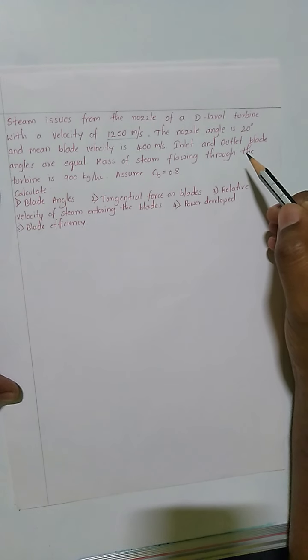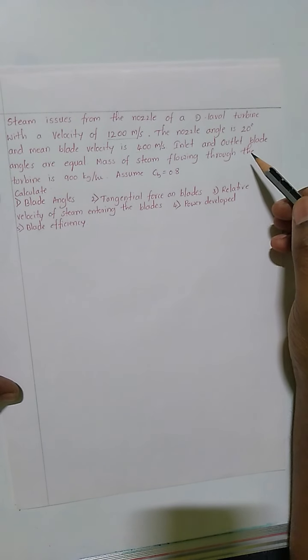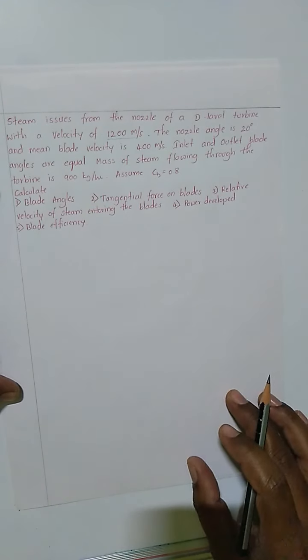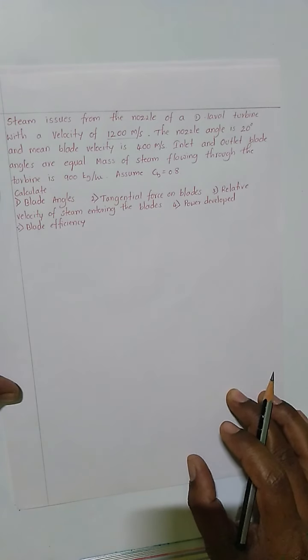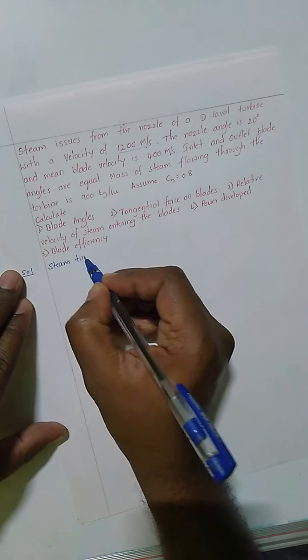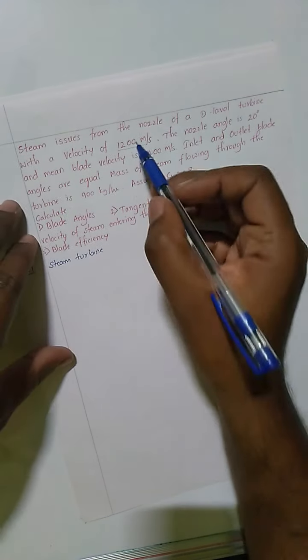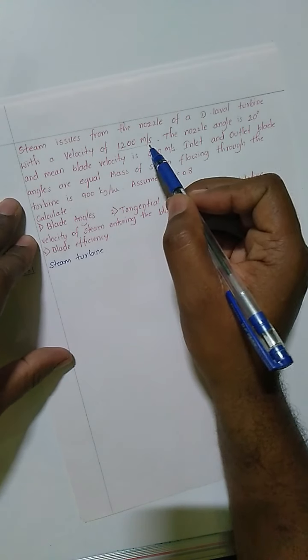In today's class, we will take up an example on steam turbines. I'll go through the problem. Steam issues from the nozzle of a De Laval turbine with a velocity of 1200 meters per second. It is a problem on steam turbine with a velocity of 1200 meters per second.